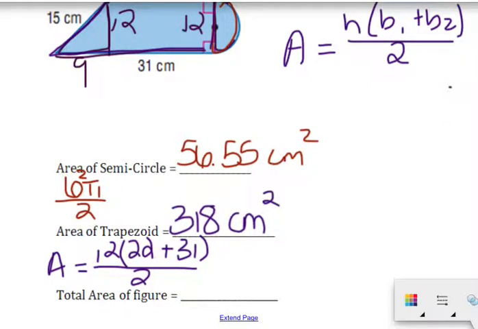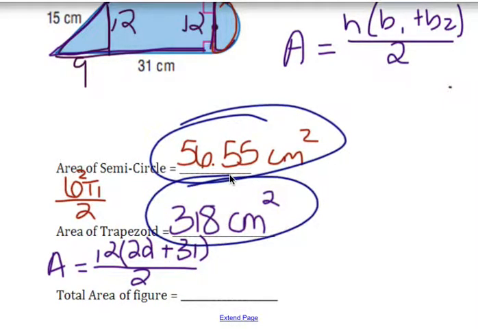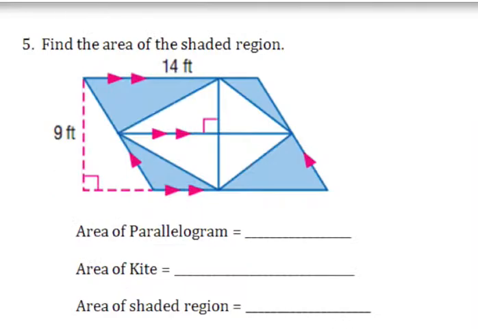So the last thing we need to do to get the total area of the figure is to add these two numbers together. So when you add them together, you get 374.55 centimeters squared. So that's your final answer for number 4. Now, last but not least, let's take a look at number 5.